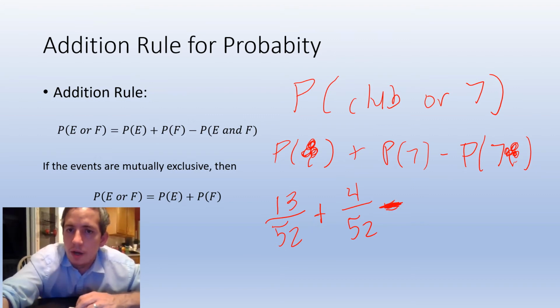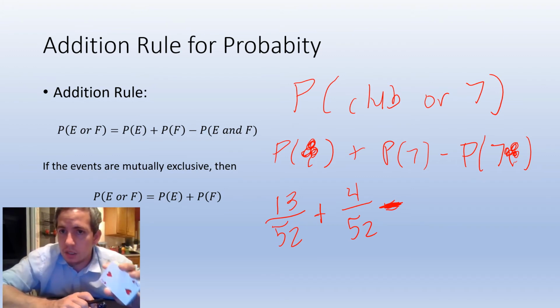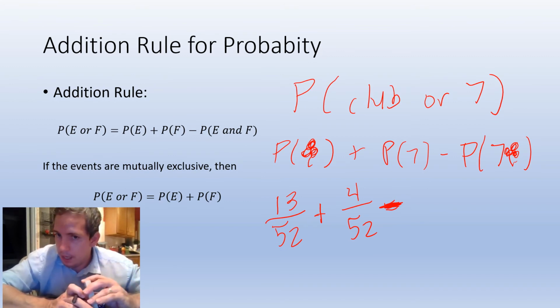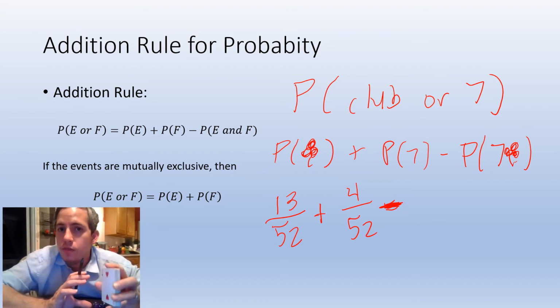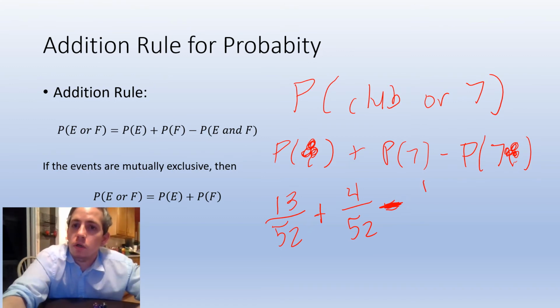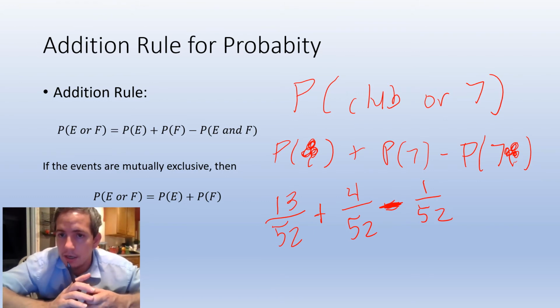But then I'm going to subtract the probability of getting something that is a club and a 7, the overlap in the event. The reason why is that if I pulled out every card right now that satisfies club or 7, I would have 13 clubs, and in that pile I'd also have 4 7s. But there's one card that actually satisfies both, and that's the 7 of clubs. So the probability of getting a 7 and a club is 1 out of 52. There's only one card that satisfies that. Now sometimes there are lots of things that satisfy that E and F, but in this case it's just one card that is both a 7 and a club.